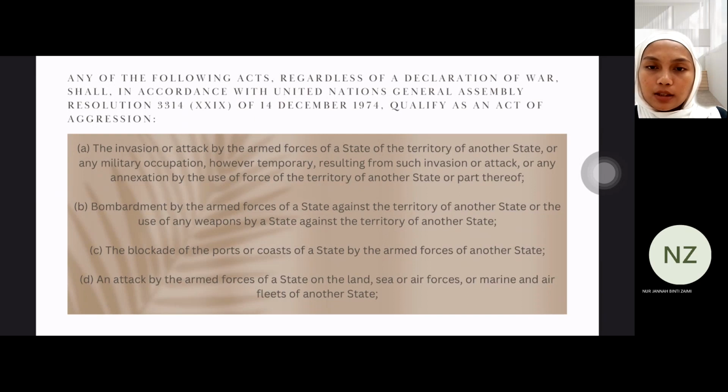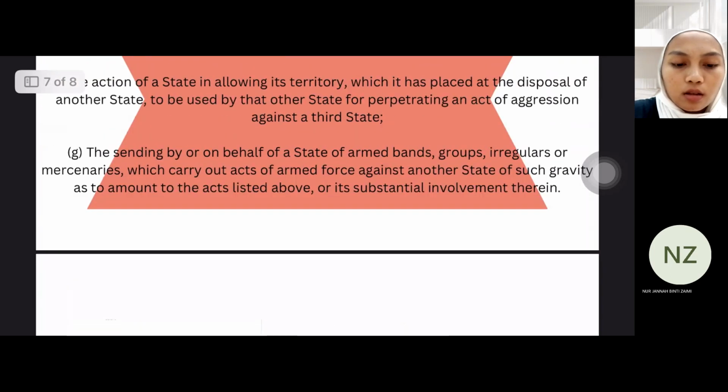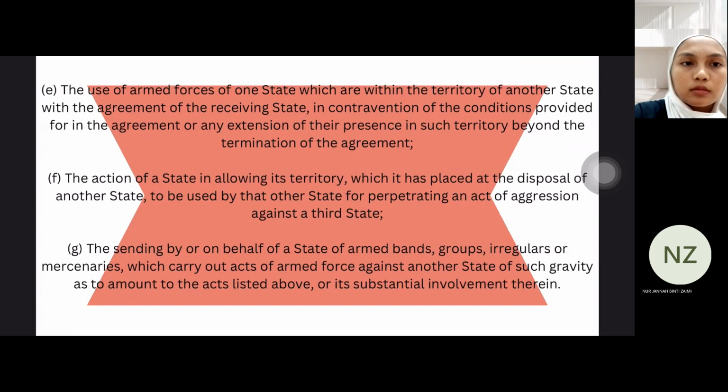And then F, the action of a state in allowing its territory which it has placed at the disposal of another state to be used by that other state for perpetrating an act of aggression against a third state. And then we're moving on to G. The sending by or on behalf of a state of armed bands, groups, irregulars or mercenaries which carry out acts of armed force against another state of such gravity as to amount to the acts listed above or its substantial involvement therein.